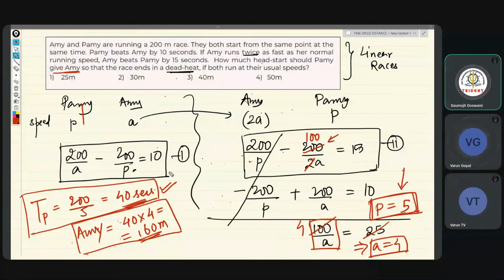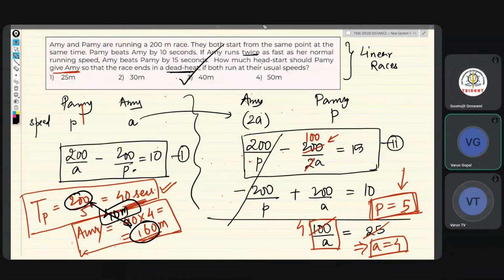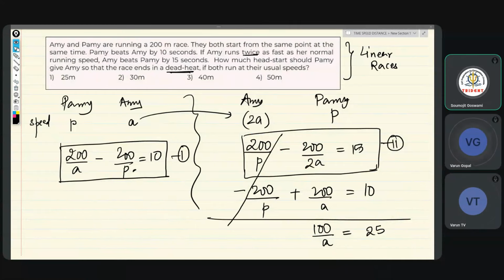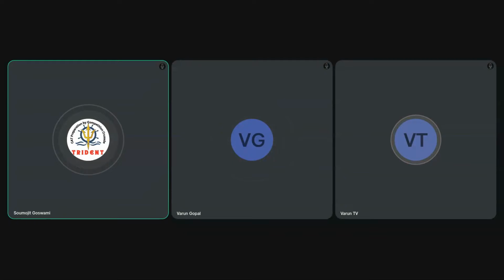Let's not call them PAMI and AMI. Let's call them P and A. So A needs 40 meters to reach P. Now that basically should tell you that if I give a head start from 160 to 200, if I give a head start of 40 meters to A, the race will end in a dead heat. So 40 meters. Good question. Definitely the type of question that can be tested in the exams. So yeah, we'll just keep it at that.